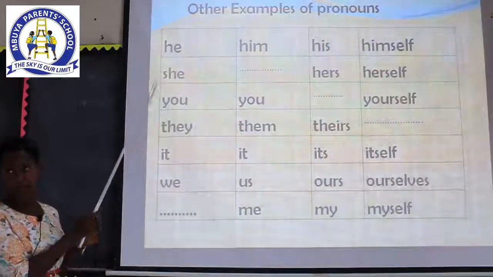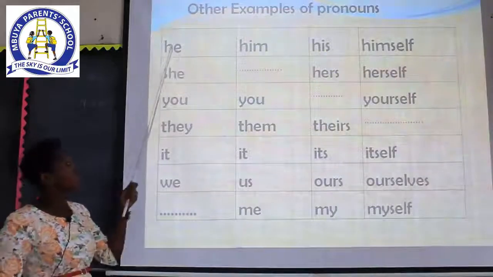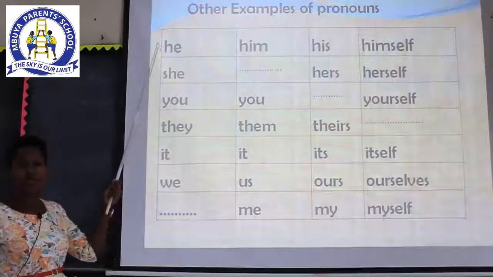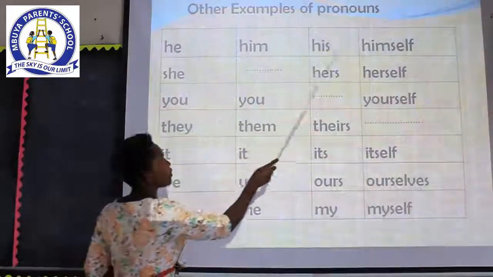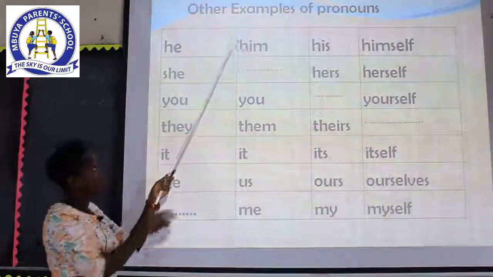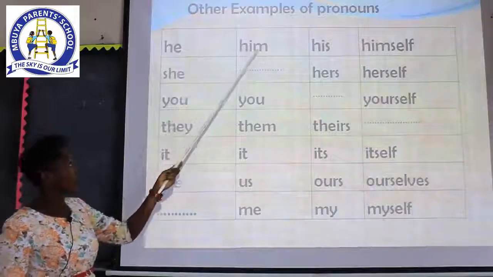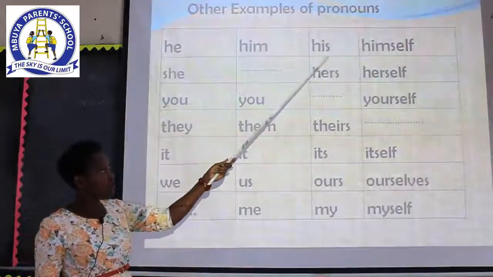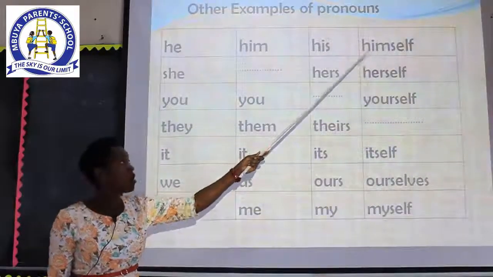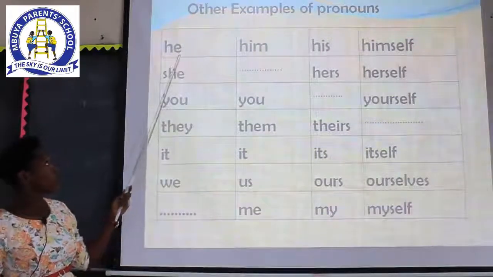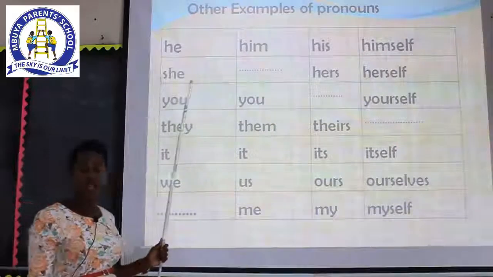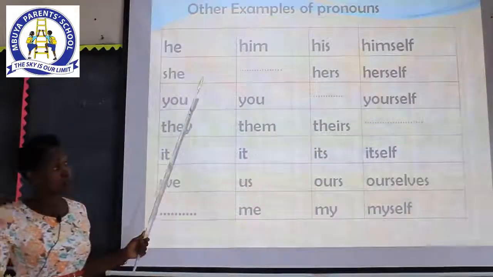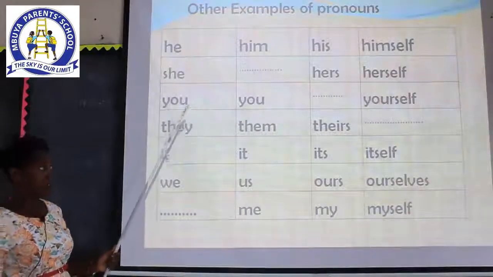Are we together? For example, pronoun he. Everybody read he. From he, we can get these other pronouns. Can we read them? From here we can get him, his, himself. All these ones are got from the main pronoun, which is he. In our next lesson, we shall see how we categorize them in different groups.